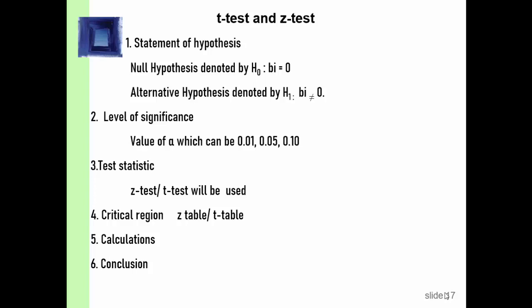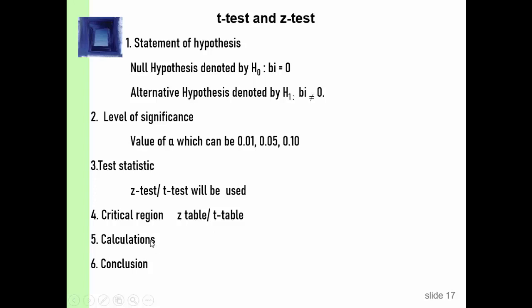In step number 3, the test statistic, we specify the formula. If you are using the t-test, then you write the formula for the t-test, and if you are using the z-test, then we write here the formula for the z-test. Number 4 is the critical region. We find the critical region through the z table in the case of the z-test, while in the case of the t-test, we use the t table. You can find the tables in any book of statistics or econometrics.